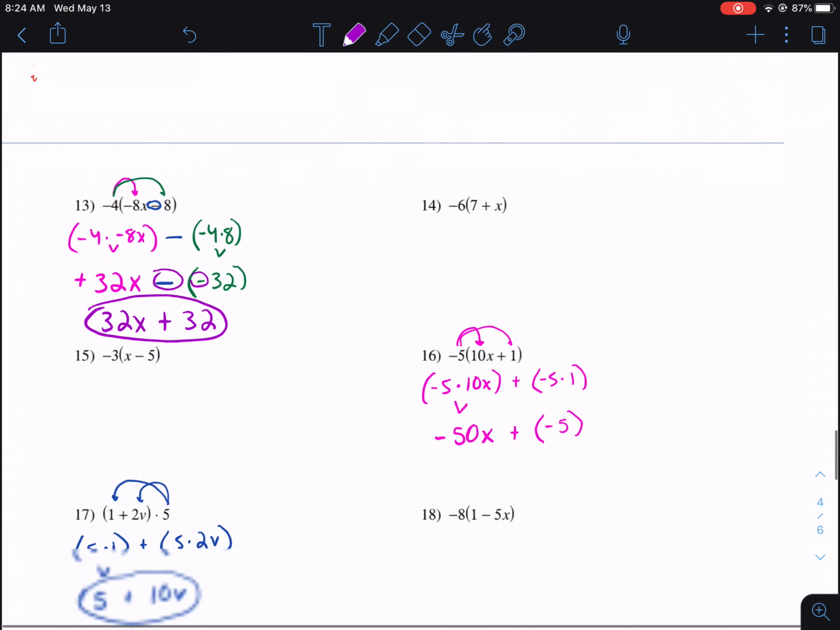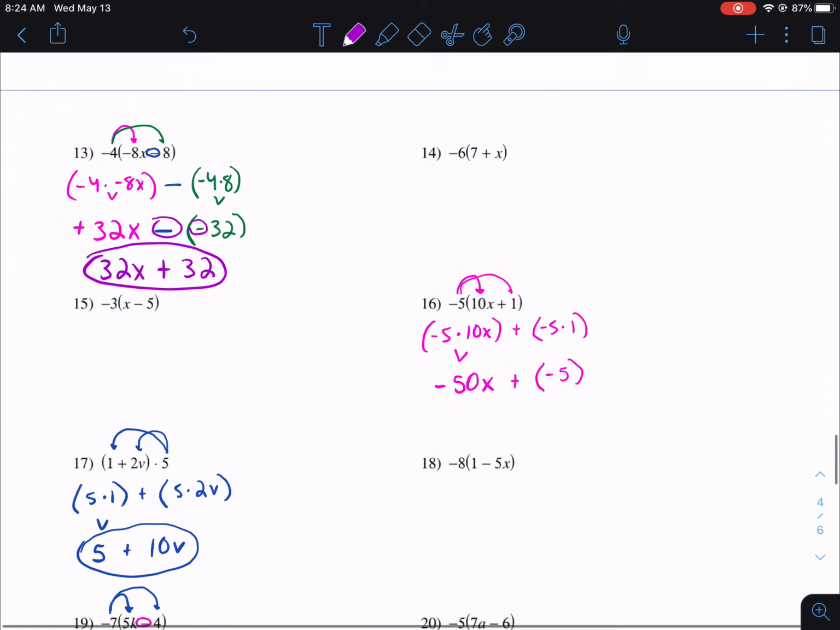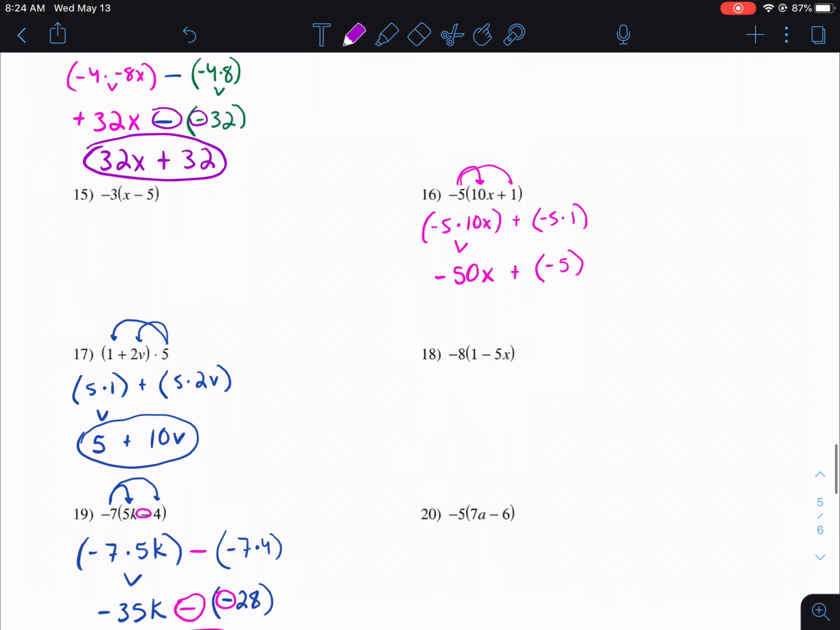And this is how you do distributive property with negatives and positive. Así hacen la propiedad distributiva con negativos y positivos y con variables.